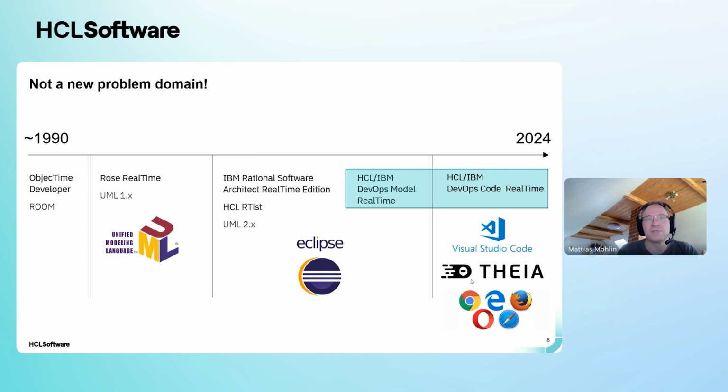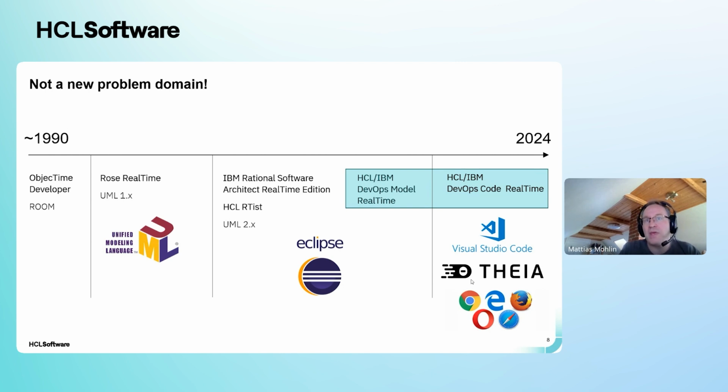And in 2016, when HCL joined this IPP agreement with IBM, HCL created its own variant or branded version of this product called HCL Artist. But in December last year, this product was renamed to DevOps Model RealTime. And one reason for this rename was that at the same time, we launched the first version of DevOps Code RealTime. So we wanted the name to reflect the relationship between these products.